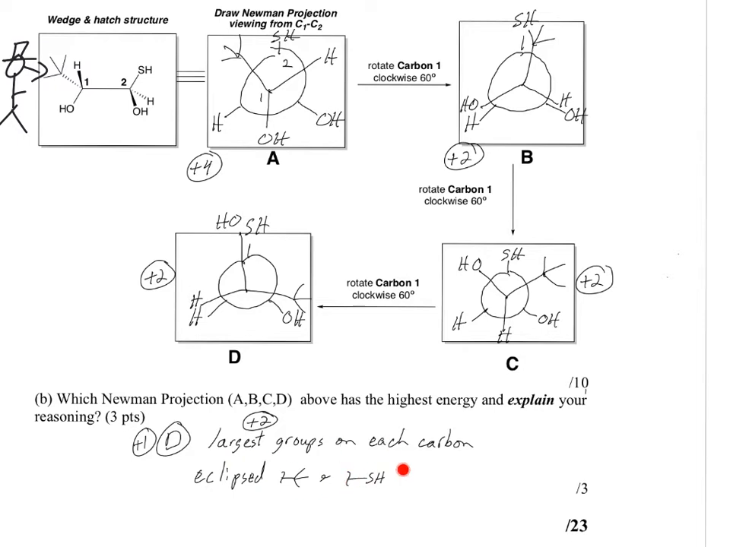So we want these eclipsed things, and the biggest groups are the tert-butyl and the SH. Sulfur's bigger than oxygen, right? So that's another reason why. So for sure eclipsed, and then those larger groups. Atoms. Don't call them molecules. They're atoms. They're not molecules themselves. Atoms on top of each other.